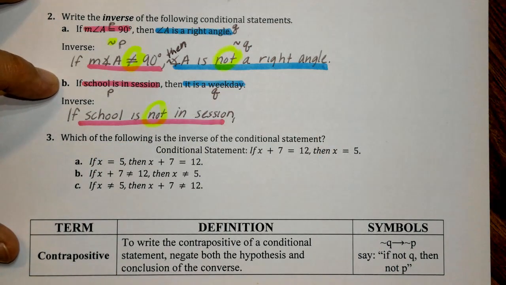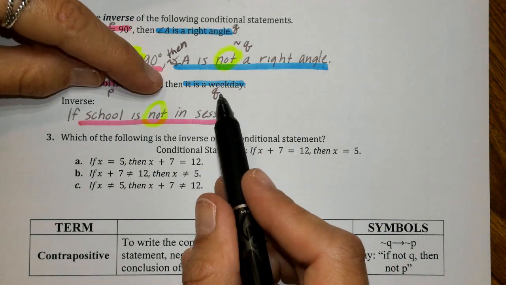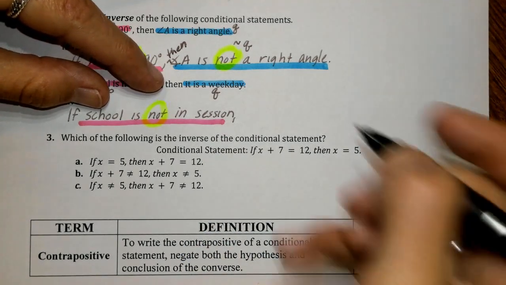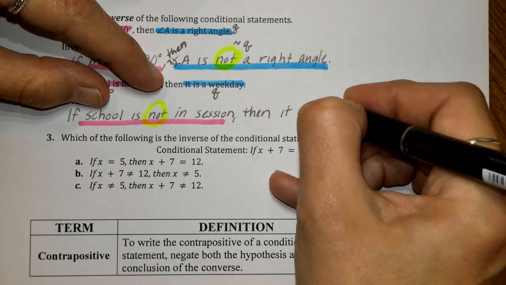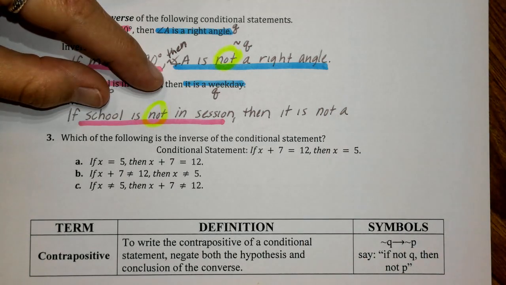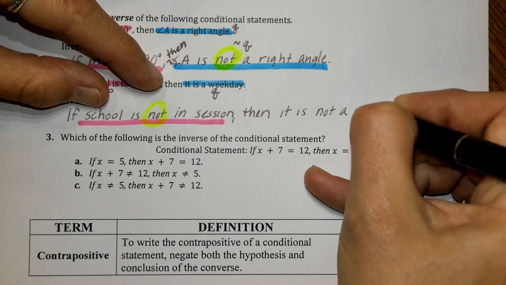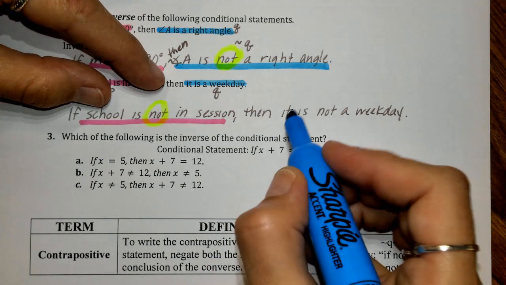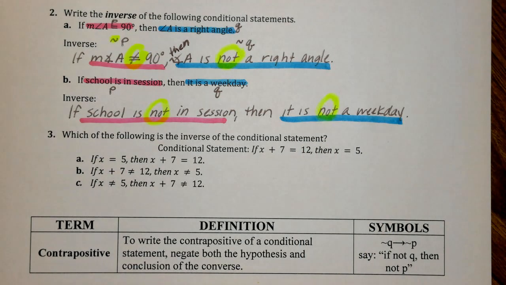If school is not in session. Our conclusion was then it is a weekday. We need to change this to the opposite. What's the opposite of being a weekday? Not a weekday. That's going to be the easiest way to do this. I was going to say, and I did remember my then. It is not a weekday. You could put then it is a weekend. You're allowed to do that. What's the opposite of a weekday? A weekend. So here again we have it is a weekday, but we added in that not. Conclusion and hypothesis are still in the same places.